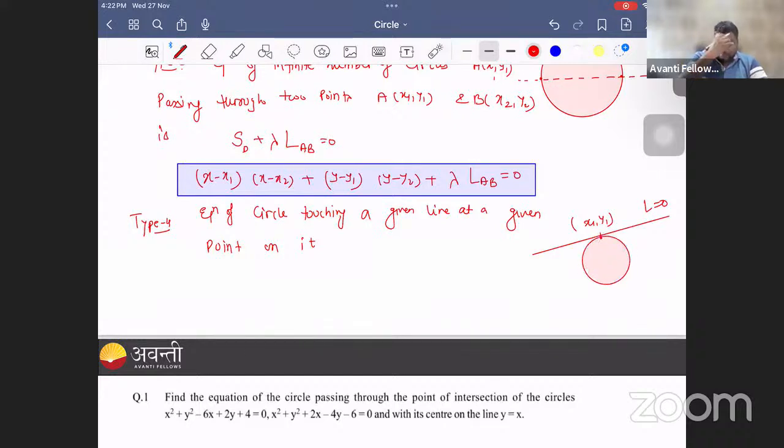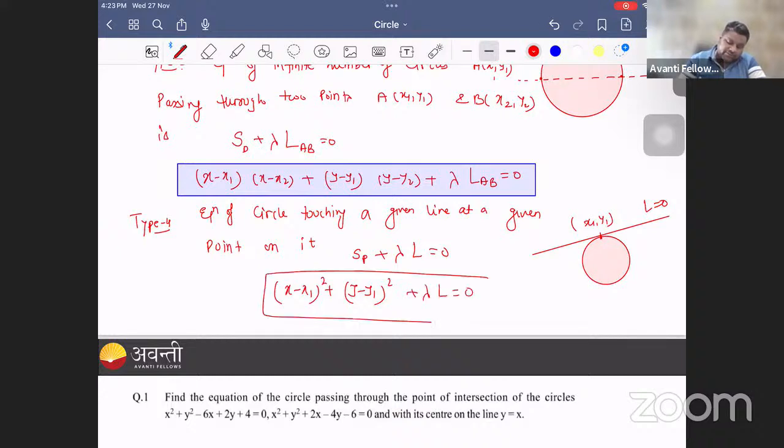Got it? So the equation of a circle touching a given line at a given point on it will be, see, I will write S_P, that is a point circle, plus lambda times this line equal to 0. Now what is a point circle? A point circle is basically a circle having no radius, 0 radius. So it will be (x minus x1) whole square plus (y minus y1) whole square. That's it. We don't write any radius in this case. Got it? Plus lambda times this line equal to 0. So this is going to be your answer.